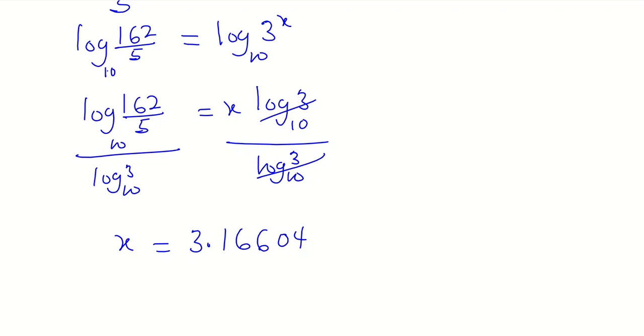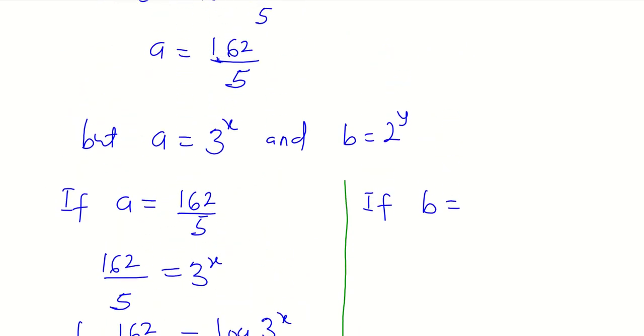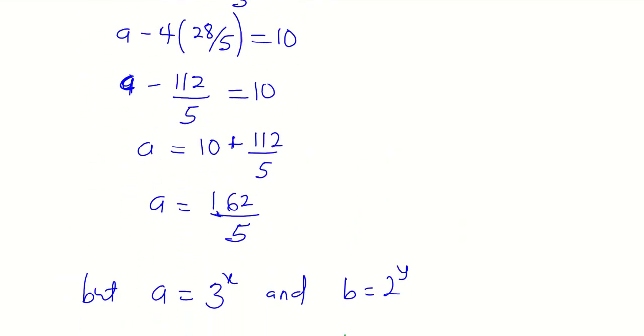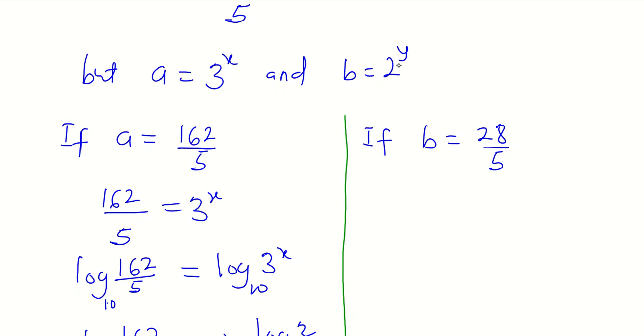Now we want to find the value of y as well. Now we can also quote that if b is equal to, and the b value was found to be 28 out of 5. Good. So if b is equal to 28 out of 5, and we are saying that initially we said b should be equal to 2 exponent y, and b is now 28 out of 5, then we have 28 out of 5 to be equal to 2 exponent y.